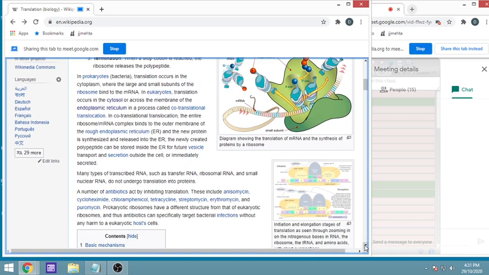This translation occurs in the cytosol, or it can occur across the membrane of the endoplasmic reticulum, as we have seen. It is called co-translational translocation, wherein the entire ribosome and messenger RNA complex binds to the outer membrane of the rough endoplasmic reticulum, and the protein which is formed will be vesicularized and secreted outside the cell, because it is meant for translocation.